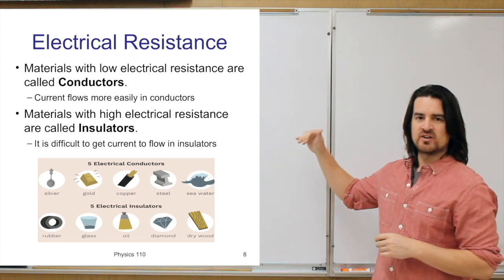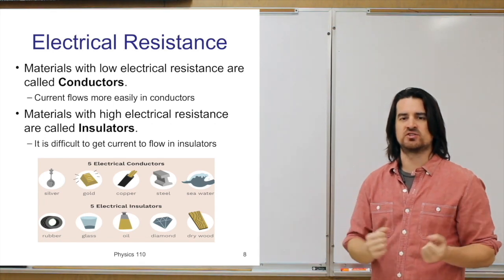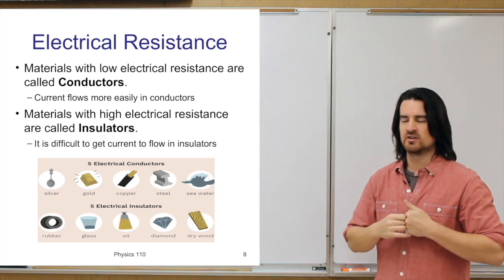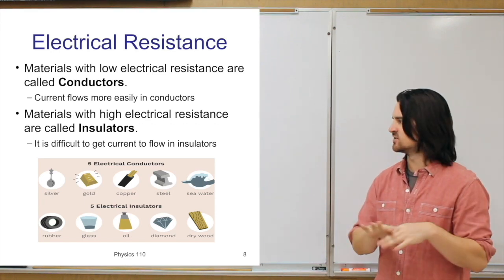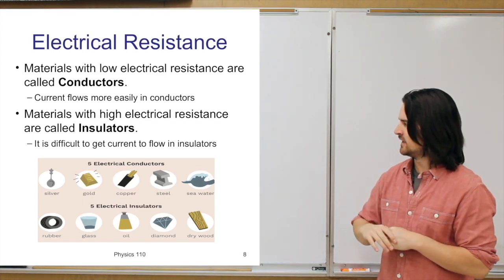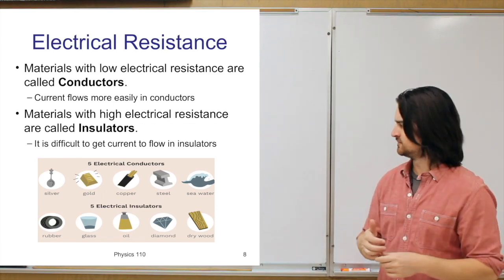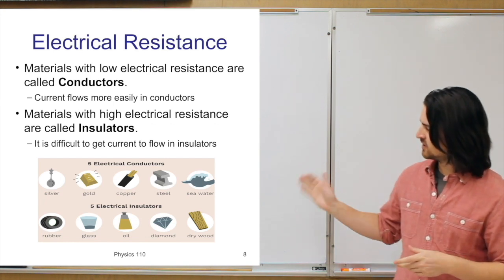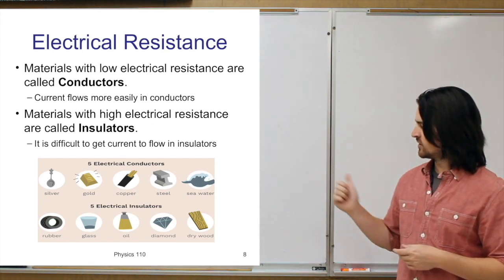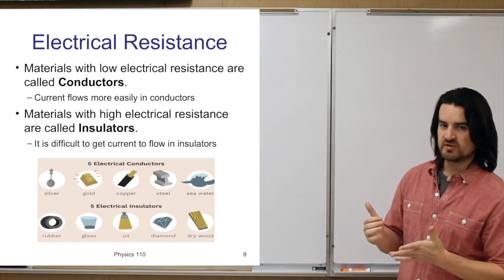So a material that has a very high electrical resistance, meaning it presents a lot of resistance to the flow of current, is what we call an insulator. It sort of insulates things and doesn't let current flow between them. It's just very difficult to get current to flow in an insulator. Some examples of insulators are rubber, glass, oil, diamond, it turns out, and dry wood.